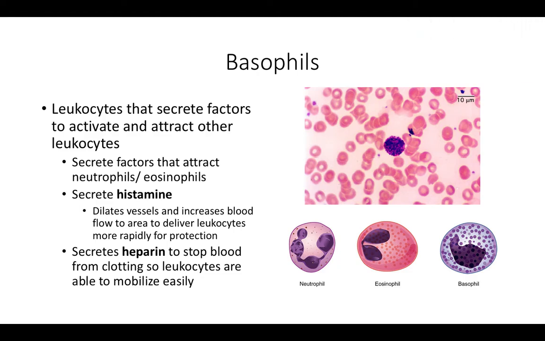In green top blood tubes, we put heparin if we don't want the blood to clot. What the heparin does is it stops the blood from clotting in these areas where we have infection, so that we can increase blood flow, just like the histamine, just in a different way. So we can increase blood flow so that we get those leukocytes to wherever they need to go. They're able to mobilize more easily so that they can protect us from infection.